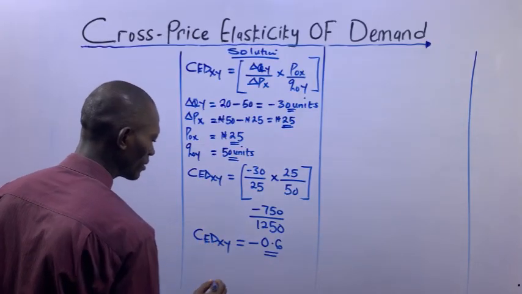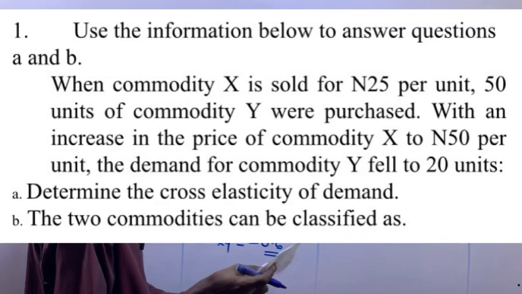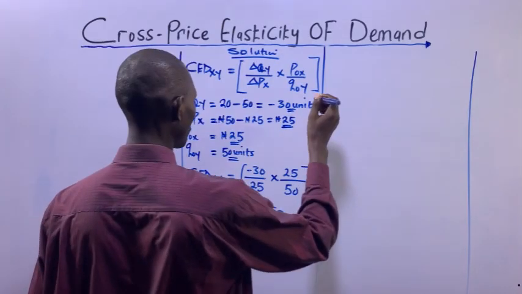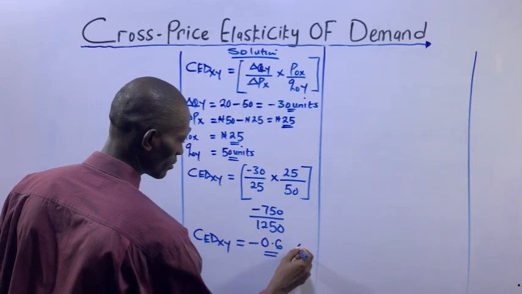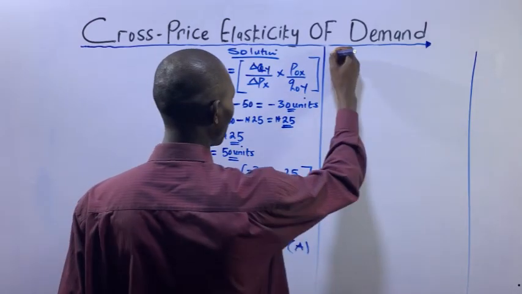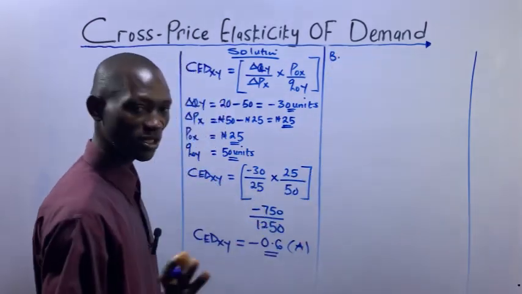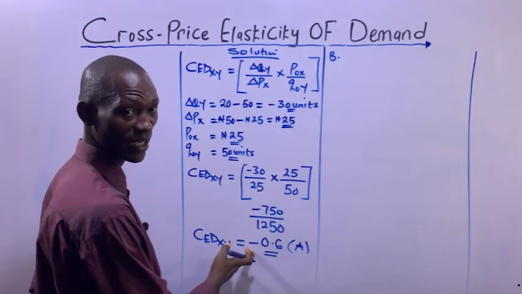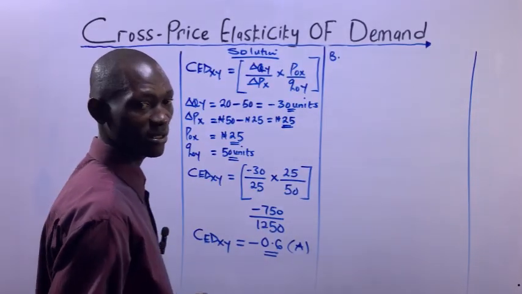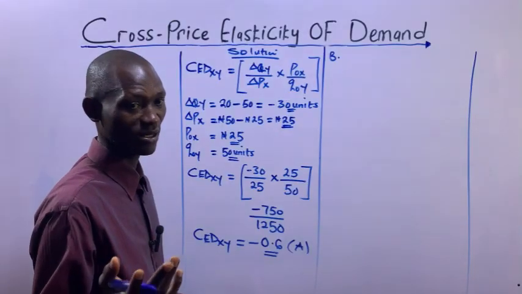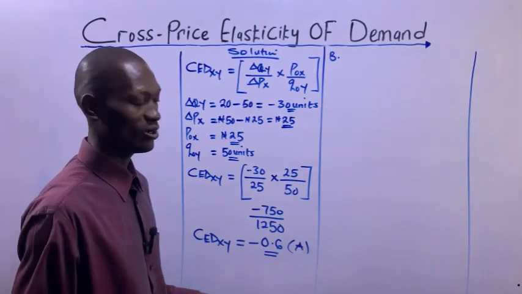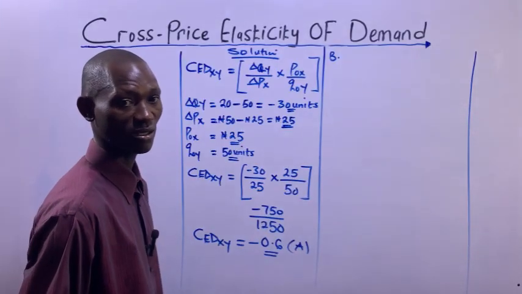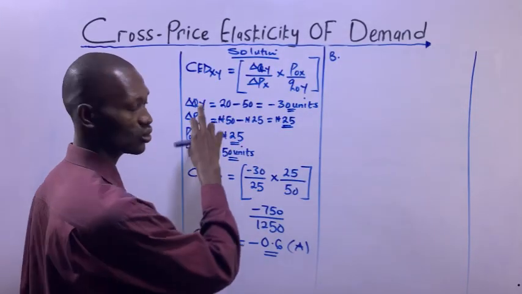That's X and Y. Then the B part requires us to classify the two commodities. So this is the A part, and then the B part now. Since the cross price elasticity coefficient has a negative sign, what does that mean? Who can guess? Who can try to tell us what the interpretation, or the classification of these two goods, X and Y, is going to be?